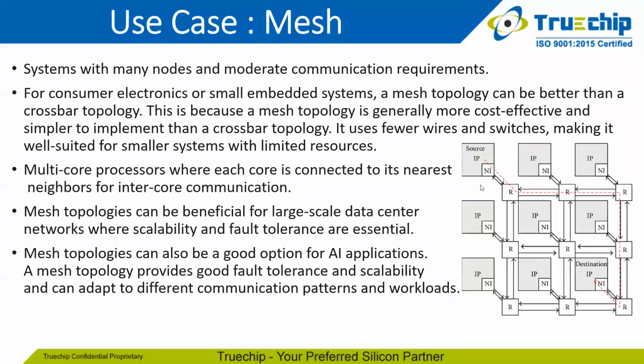So let's talk about mesh. A system which requires many nodes and moderate communication requirement goes by the mesh topology. For consumer electronics or small embedded systems, mesh would really be a good choice compared to a crossbar, because it is more cost efficient and at the same time easier to implement than a crossbar. It needs fewer wires and fewer switches, and hence if limitation of resources is an issue, in that case you can go for mesh. In a multi-core processor where each core is connected to its nearest neighbor for inter-core communication, in that case also mesh is the choice.